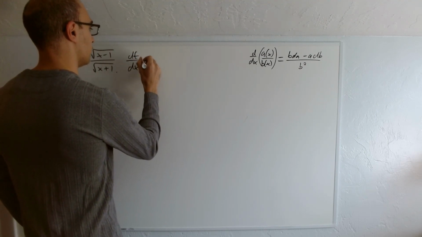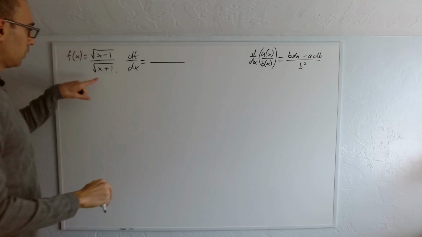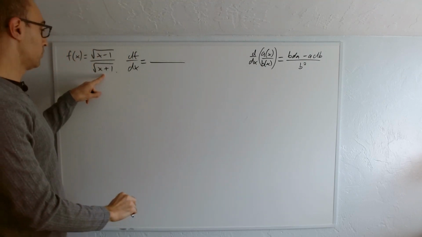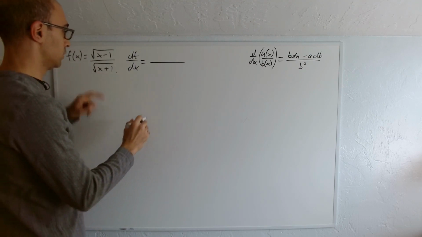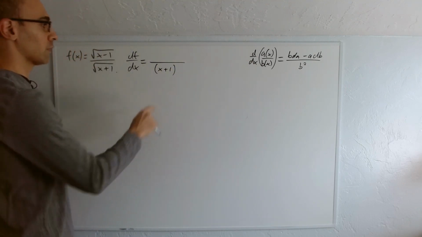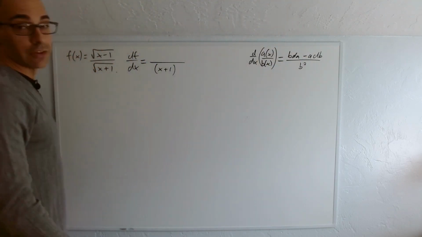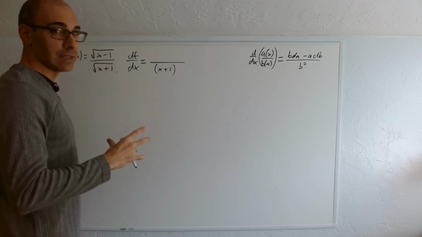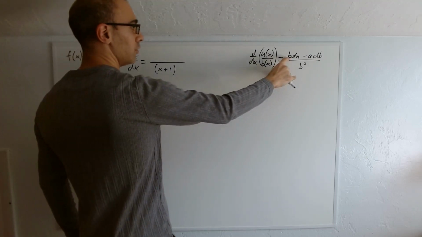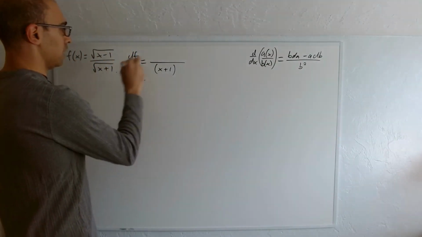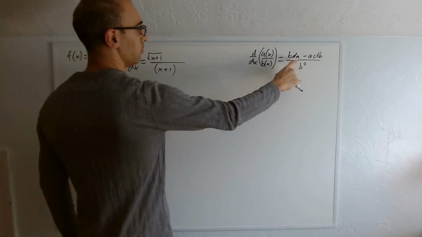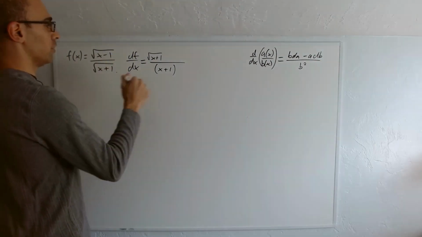So df/dx is, so we can see that first we're going to have to take what's in the denominator and square it. That means the square root itself goes away. Instead of square root x plus 1, we just have x plus 1. Now we have to deal with the top, which winds up looking a bit messy, and we'll have to simplify it, but you'll see. So we're going to have the denominator, which is square root x plus 1, times the derivative of the numerator.